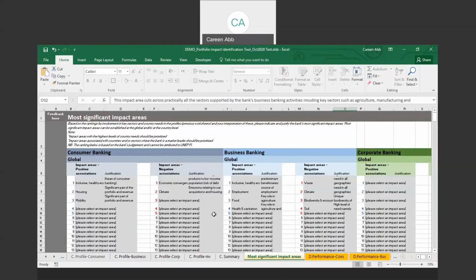We are not yet considering the actual performance that is resulting from the bank's activities. We are speaking merely of potential positive and potential negative impacts. The objective of the next phase will be precisely to move into a performance assessment.